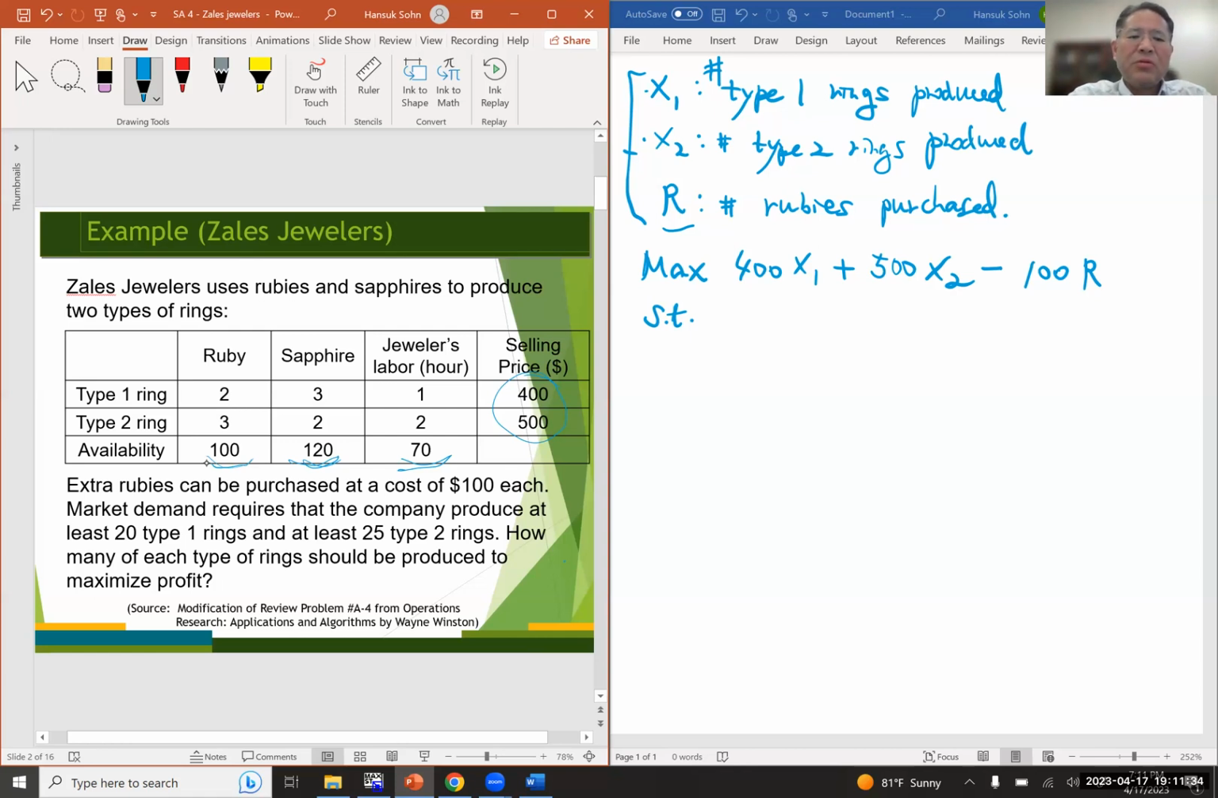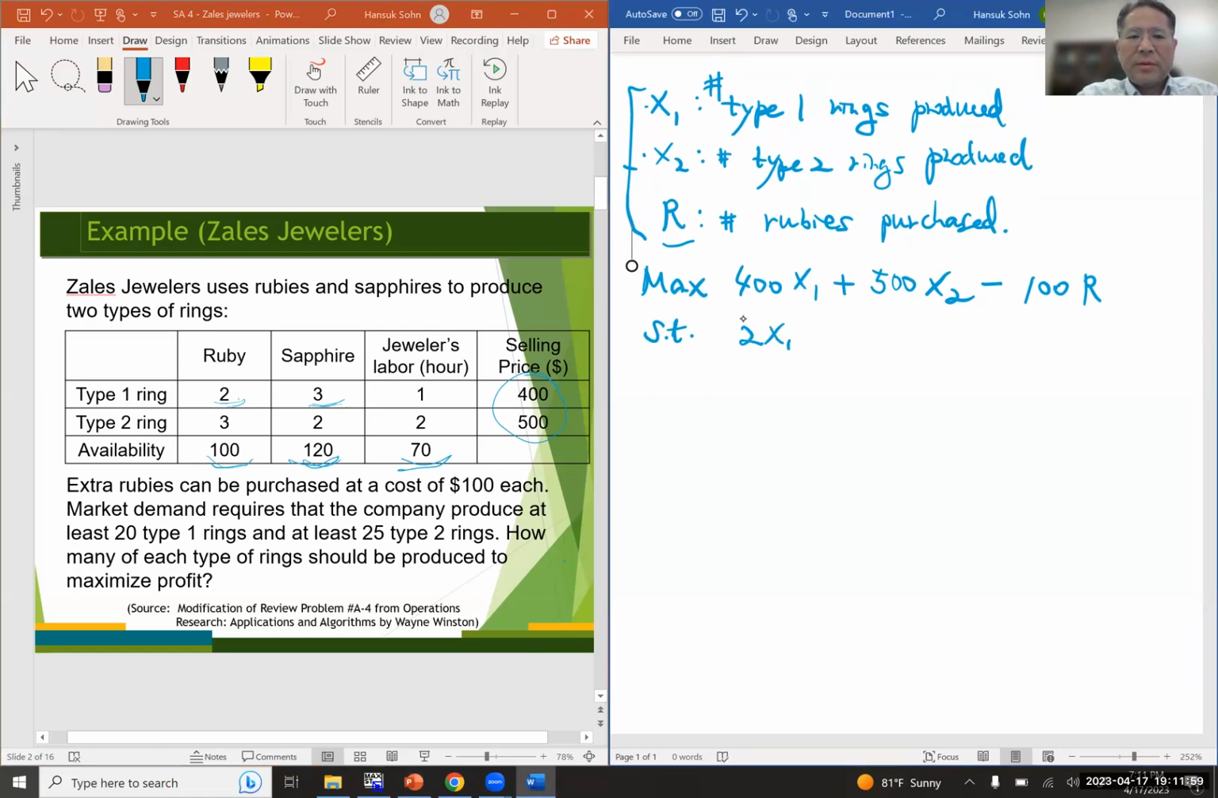Because 2 rubies are required for a type 1 ring, and 3 rubies are required for a type 2 ring, and extra rubies can also be purchased, we have 2 x1 plus 3 x2 has to be less than or equal to 100 that's currently available. And also extra rubies can be purchased, right? So you have to add the extra rubies purchased. Okay, so that's the resource constraint for ruby. The first constraint is for the ruby.